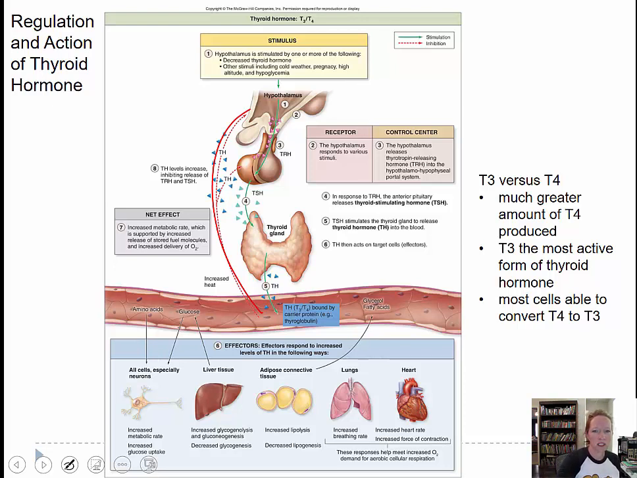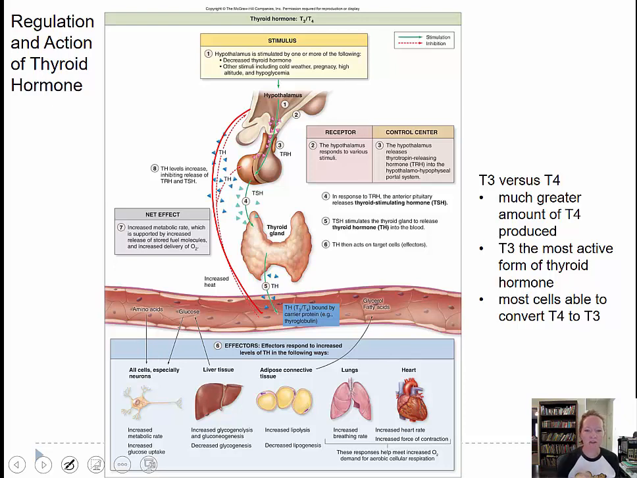So TRH is going to be released. It tells the anterior pituitary to secrete TSH, and that is going to communicate with the thyroid gland to secrete its T3 and T4. Remember, these are lipid-soluble molecules, even though they're an amino acid-based hormone. Anyway, I digress again. They are a lipid-soluble hormone.